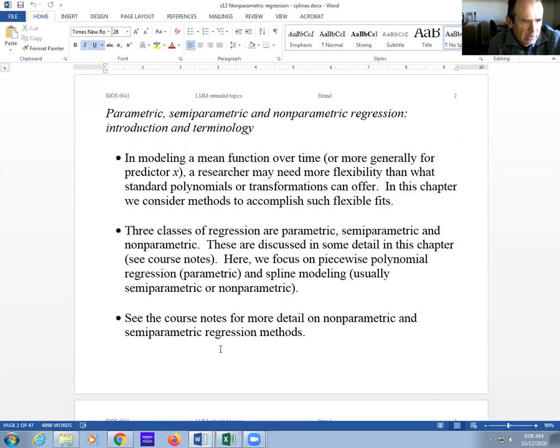Piecewise polynomial regression and even spline modeling is technically parametric, because you can express it as a parametric function, but it's often considered non-parametric once we get a lot of knots in the model and a lot of different pieces that we're joining together. It depends on how you consider the words that you use.